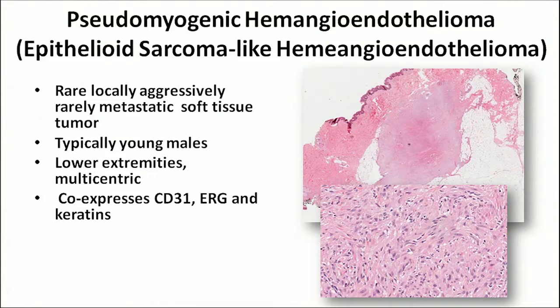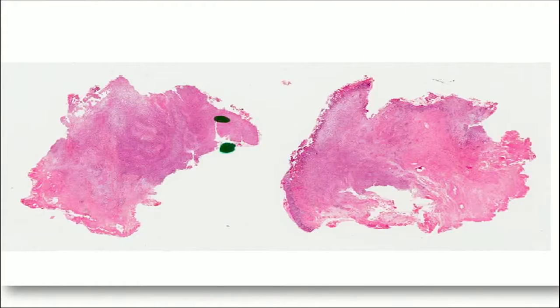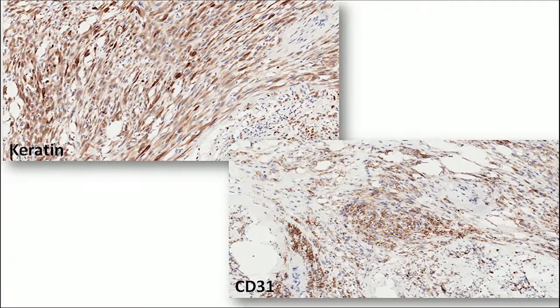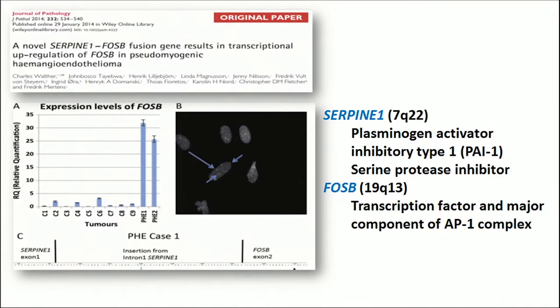So a relatively new tumor, or newly named tumor within the last few years, is epithelioid sarcoma-like hemangioendothelioma, or sorry for the misspelling down below, pseudomyogenic hemangioendothelioma. Locally aggressive, they tend to be multifocal. They have a very odd immunohistochemical spectrum where they'll have both endothelial markers and keratins at the same time. Here's another case, again showing this relatively bland spindle cell appearance, and then the co-expression of CD31 and keratin. And these have translocations between SERPINE1 and FOSB.